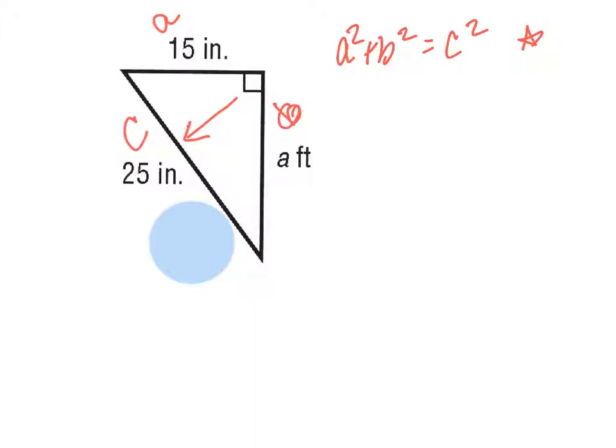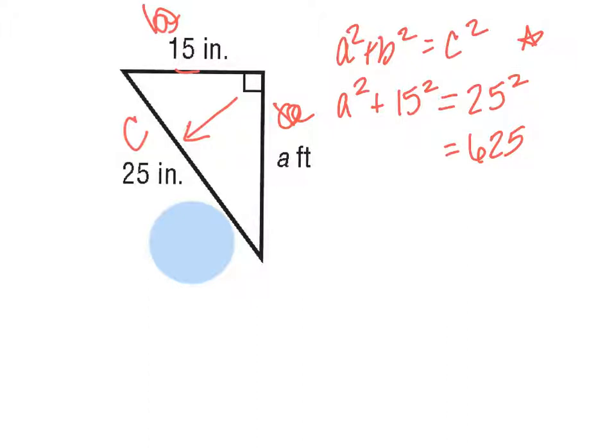So, they said this was A, so we'll say this is B. So A squared, we don't know. Then I'm going to plug in 15 for B, so plus 15 squared equals 25 squared. So I know 25 squared is 625. I know 15 squared is 225. And I'm still looking for A.